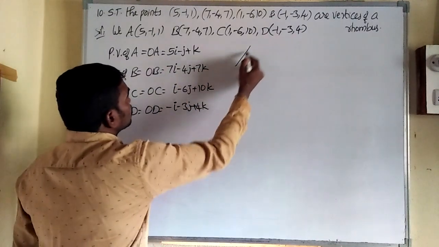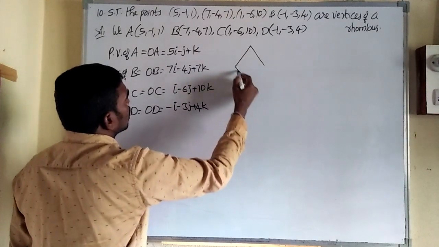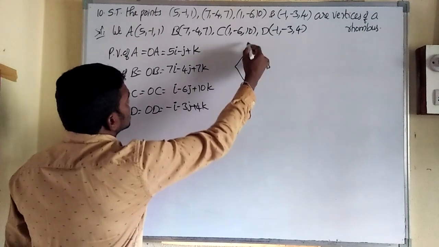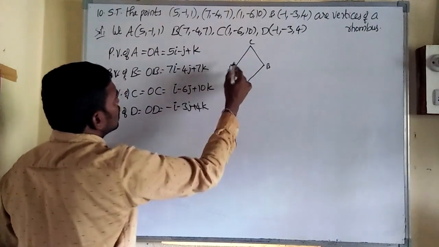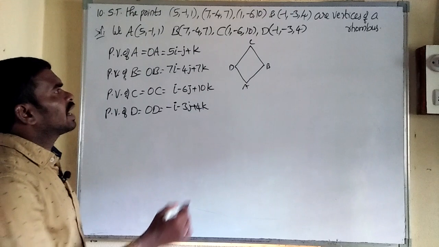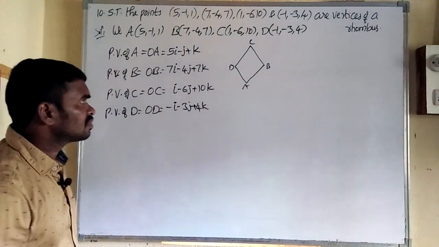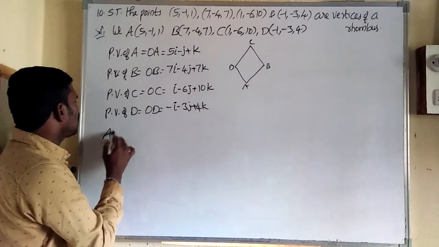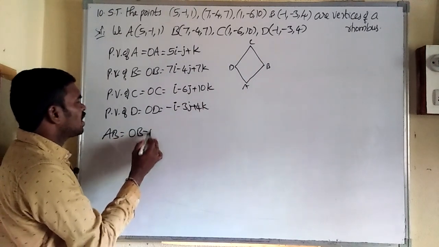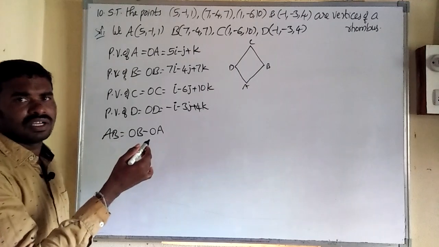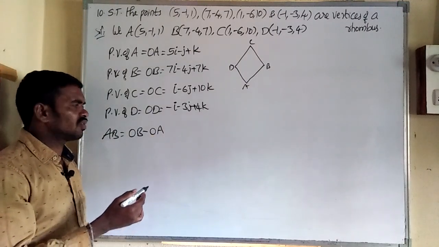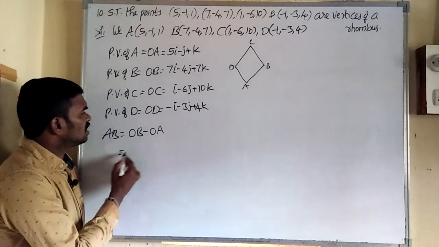To show that the points are the vertices of a rhombus, we should find the distances AB, BC, and CD, and all should be equal and the diagonals not equal. That we should prove. First of all, what is AB? In vectors, AB means OB minus OA. In geometry, it is the square root of (x1 minus x2) whole square plus (y1 minus y2) whole square.